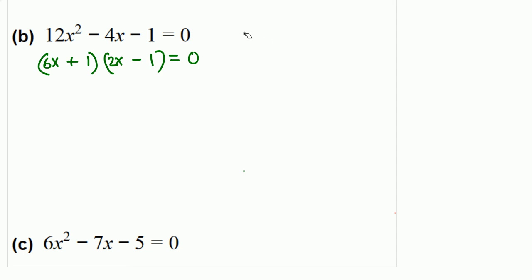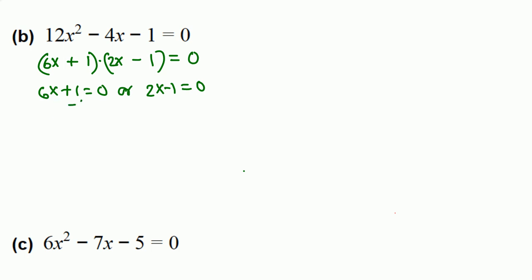Now we solve for x. We got a product of two things equals 0. That means either 6x plus 1 equals 0 or 2x minus 1 equals 0. Subtract 1. In this case, add 1. We get 6x equals negative 1, or we get 2x equals 1.